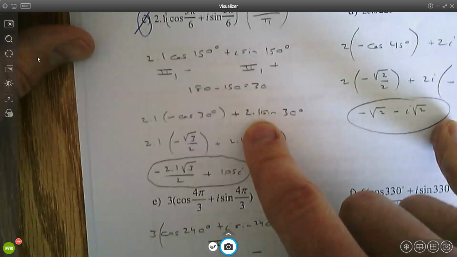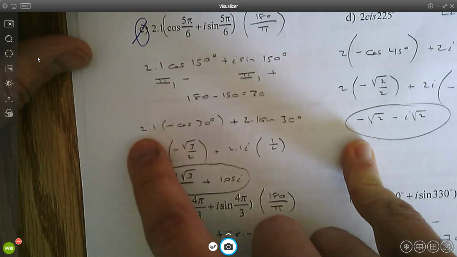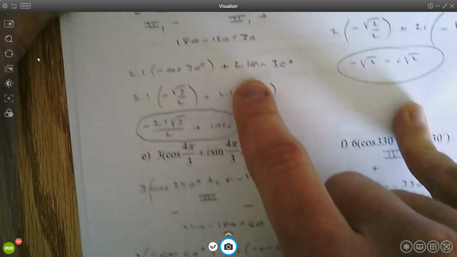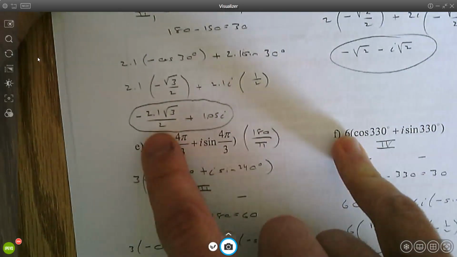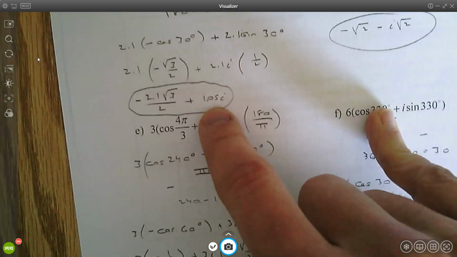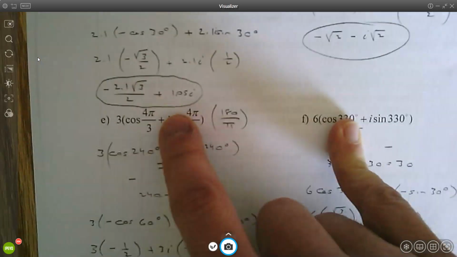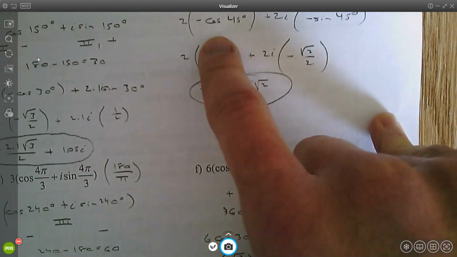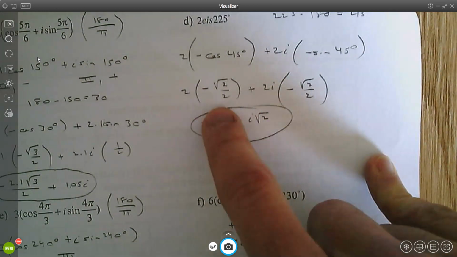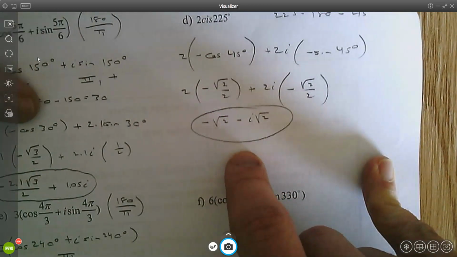For C, you do some conversions, you get 150 degrees, and then it would be negative cosine 30 and positive sine 30. You do some distributing here, negative 2.1 square root of 3 divided by 2. I simplified this. You don't need to. This could be 2.1i divided by 2. That's fine. D, both sine and cosine are negative in the third quadrant, and the value of 45 for both is the same. You distribute, you end up with that.